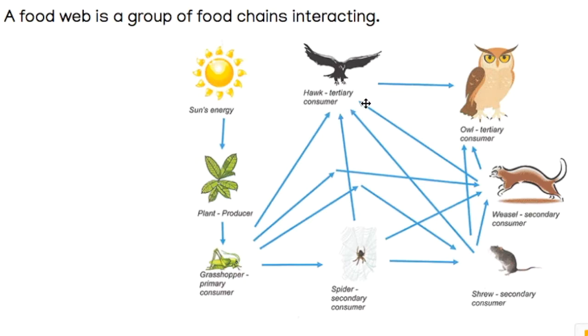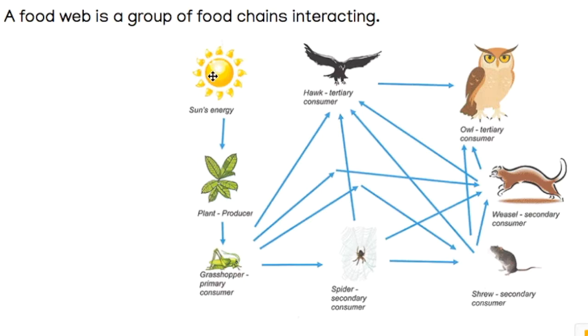The hawk, look at all those arrows pointing to the hawk. So the hawk can eat the grasshopper, the spider, the shrew, or the weasel, but the hawk can only get eaten by the owl. And the owl can eat the hawk or the weasel or the shrew, but the owl does not have a predator in this food chain.